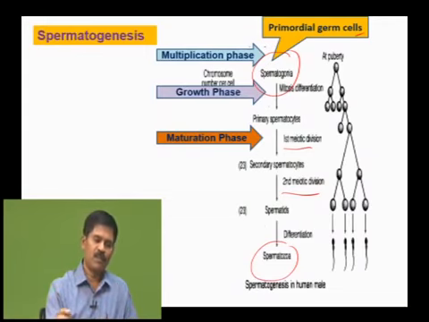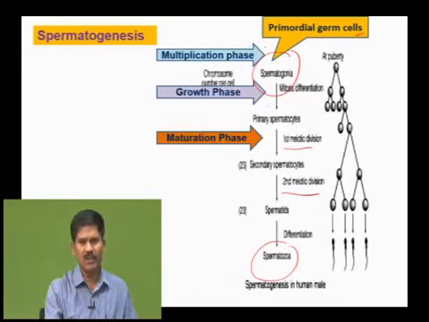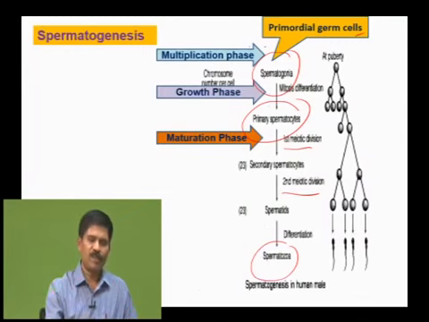So sperm mother cells undergo growth phase. That means they grow in size. The growth of the spermatogonia is due to accumulation of cytoplasm and even due to replication of DNA itself. Such enlarged cells are called primary spermatocytes. Now, primary spermatocytes undergo maturation. As I told you, it involves meiosis. So primary spermatocytes undergo first meiosis, which results in the formation of secondary spermatocytes.